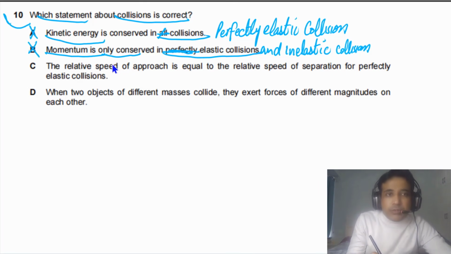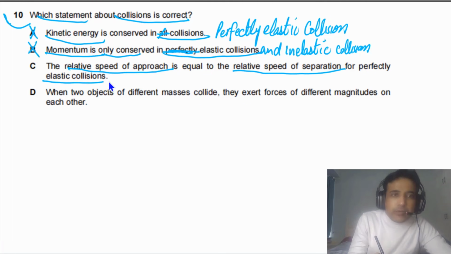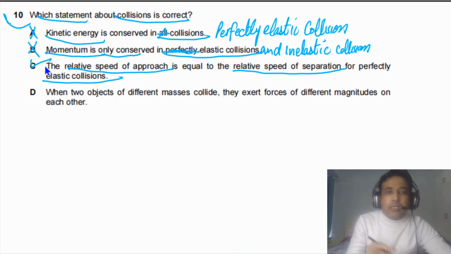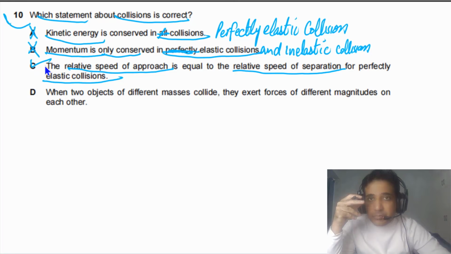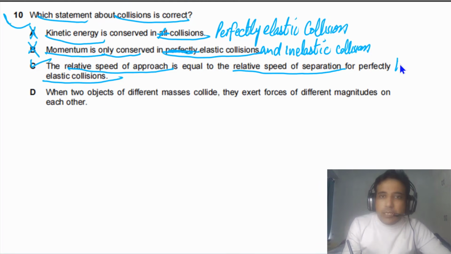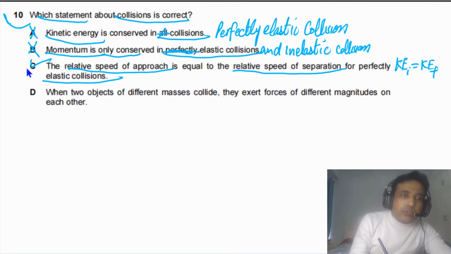For option C, it is given to us that the relative speed of approach is equal to the relative speed of separation for a perfectly elastic collision. This statement is correct. Relative speed of approach is equal to relative speed of separation for elastic collisions. And in elastic collisions, initial kinetic energy is also equal to final kinetic energy. So this statement is correct.